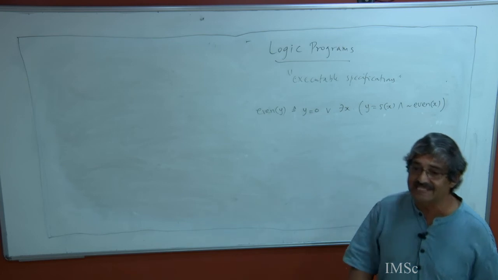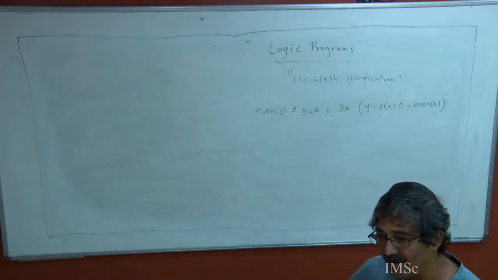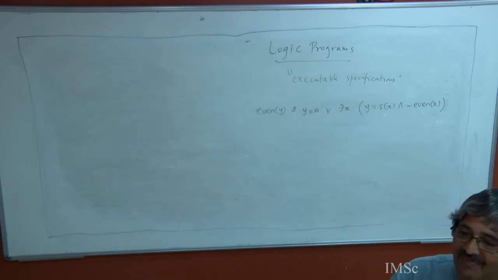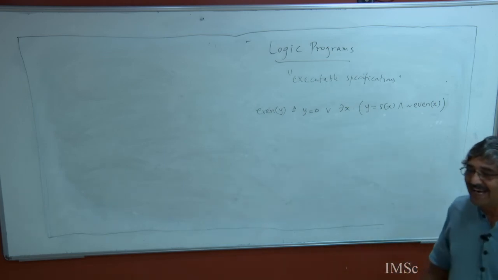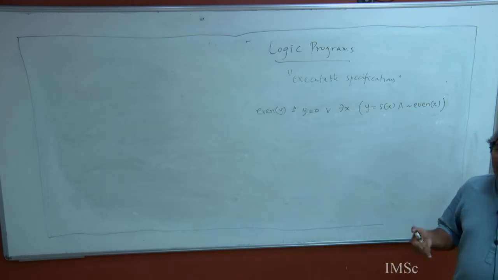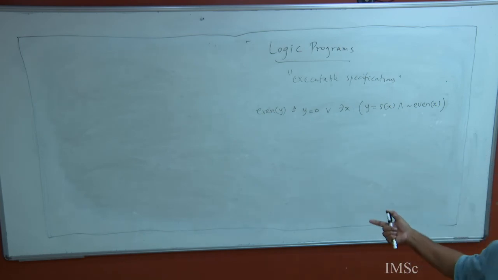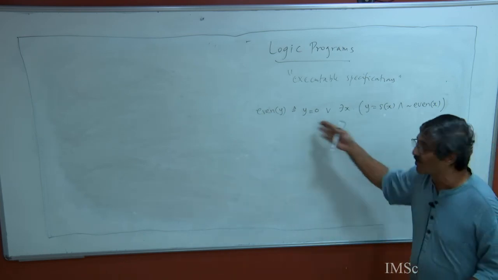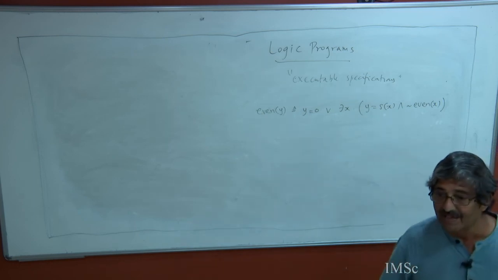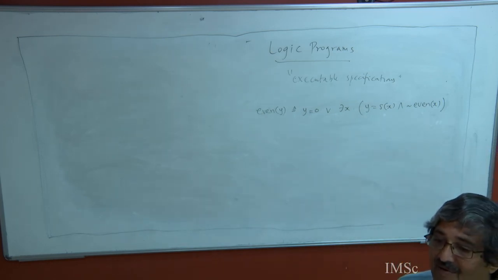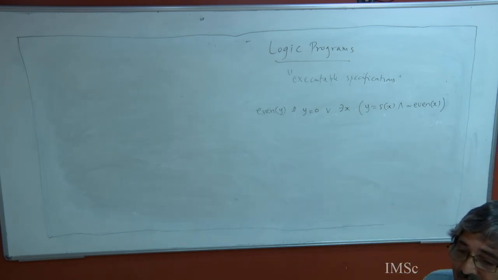We don't have definitions in first order logic, but you take first order logic and strengthen it with definitions and you get recursive definitions, right? The moment you strengthen first order logic with recursive definitions of this kind, you can think of this as a program. What is this program? The program is to check whether a number is even, right?